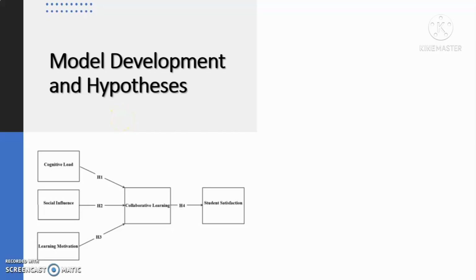Now, let's see the model development and hypothesis. This is the model. These are the three factors that are assumed to affect the collaborative learning, and finally, collaborative learning will affect student satisfaction. So, based on this model, these are the hypotheses drawn by the researchers.